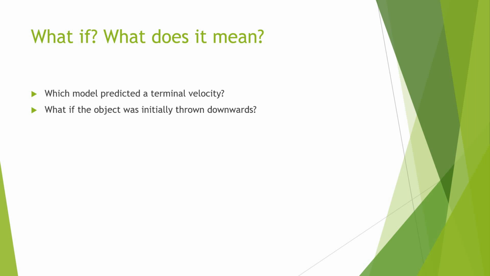First, which of the models predicted a terminal velocity? To reach the terminal velocity, the drag force must equal the weight of the object. The first model does not account for drag force, so only the second model reaches the terminal velocity. Next, what if the object was initially thrown downwards? If this is the case, the object's terminal velocity would not change. Terminal velocity is based solely on the velocity needed to have drag force equal to the weight of the object, so the initial velocity is not a factor at all.